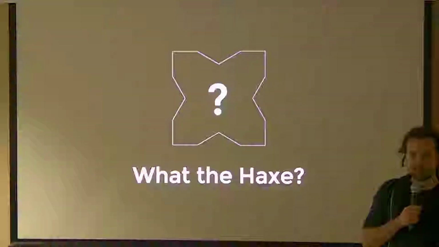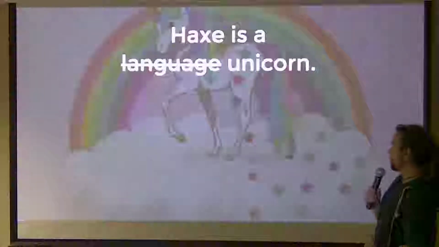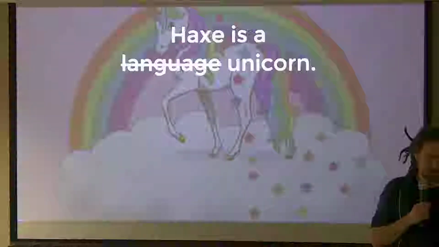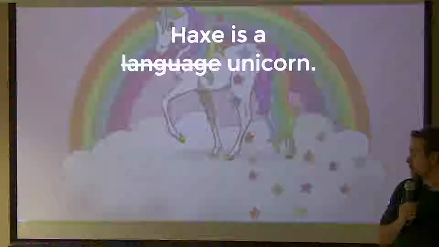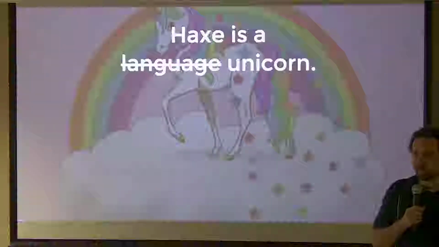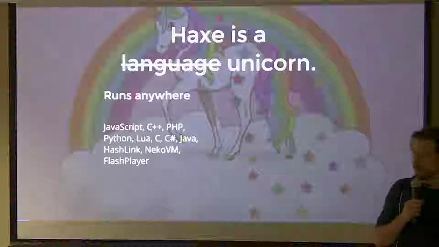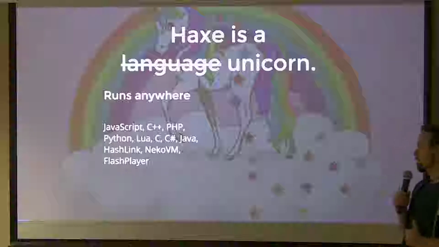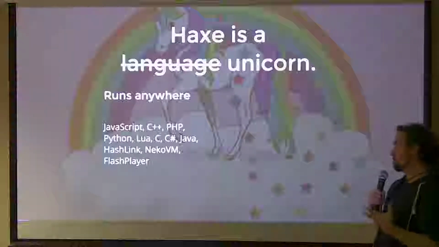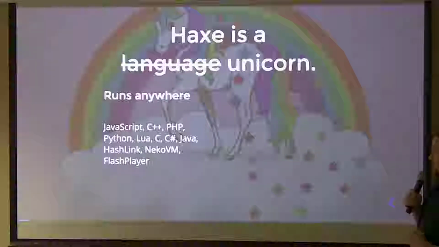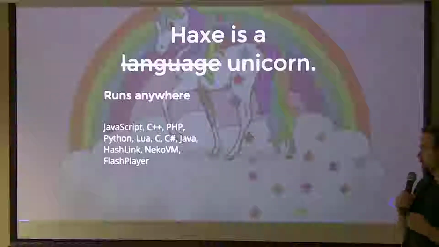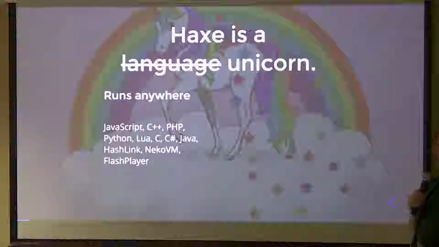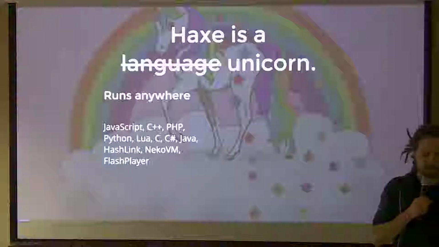And it's a rather complicated thing, because technically, well, Haxe is a language. It's also kind of a unicorn. It sounds a bit too good to be true, magic and obscure. And it is a language that at least claims, and in fact does, run everywhere. It compiles to JavaScript, C++, PHP, Python, Lua, C, C#, Java, Hashlink, and NekoVM, which are a bit more obscure. Actually, two targets existing mostly for Haxe. And the Flash player, which soon enough will be obscure.